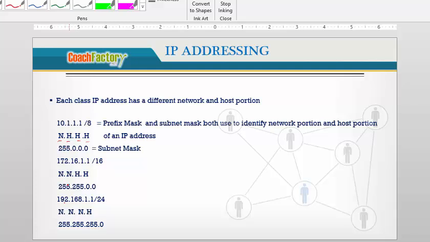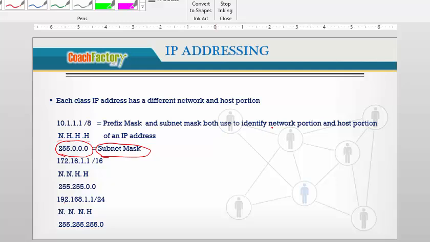So we can easily understand, okay, class A has 1 network and 3 hosts, class B has 2 network and 2 hosts. But how is a router going to understand how many network and how many host portions an IP address has? There should be something which tells the router or computer that this IP address has 1 network and 3 hosts, or 2 network and 2 hosts. So we have something known as subnet mask. This is 255.0.0.0, known as what? Subnet mask.